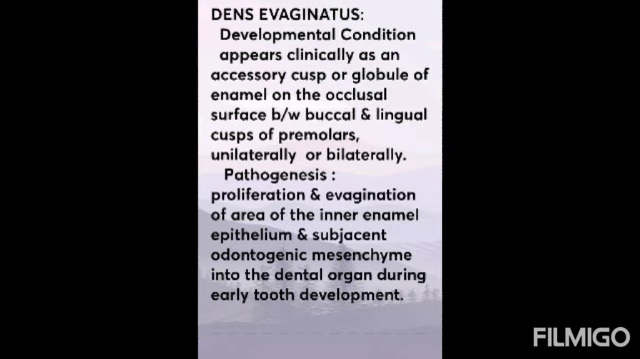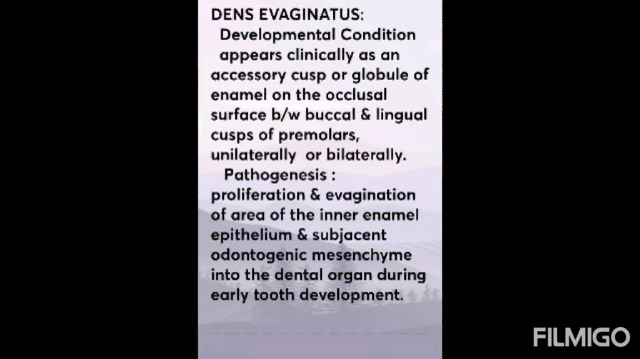So there is an accessory cusp or globule of enamel on the occlusal surface between the buccal and lingual cusp of the premolar, and it is seen unilaterally or bilaterally. The pathogenesis is proliferation and evagination of an area of the inner enamel epithelium and subsequent odontogenic mesenchyme into the dental organ during early tooth development.